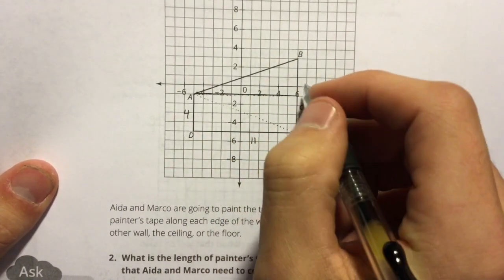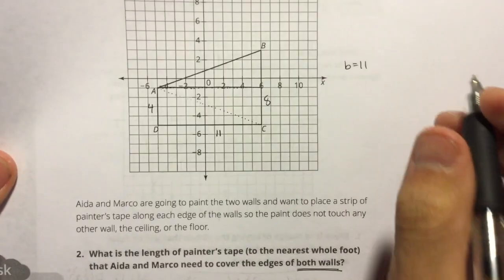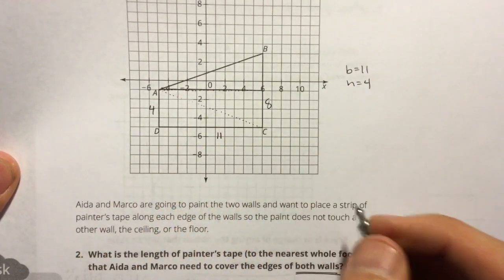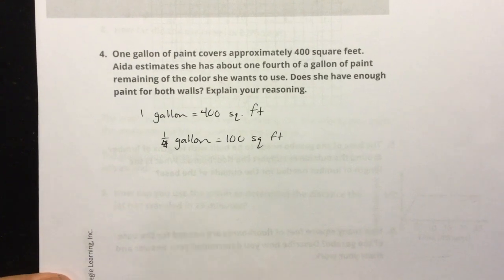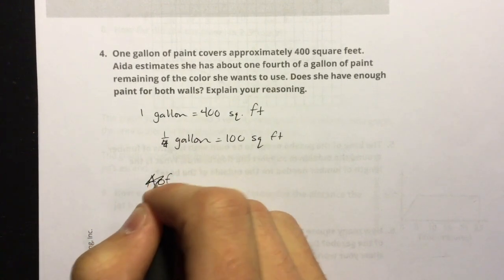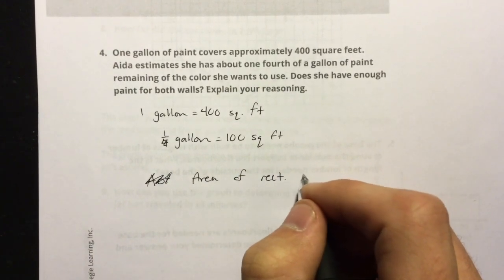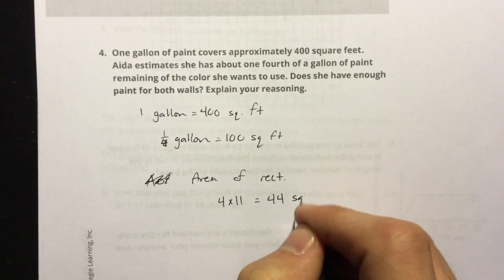For this top right triangle, our base is 11, and our height is 4. And then for this rectangle, we have a 4 by 11, okay? So that means that for our wall, we have 2 areas that we're adding. This is a composite figure. Remember, we're working with complex figures that we can put together, and we're trying to find the area of that. So the area of the rectangle, we said was 4 by 11. So 4 times 11 is 44 square feet.